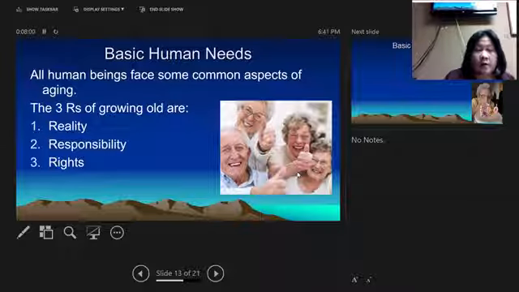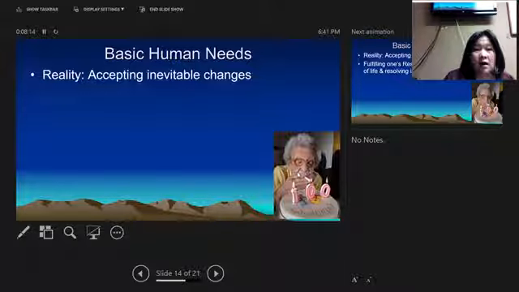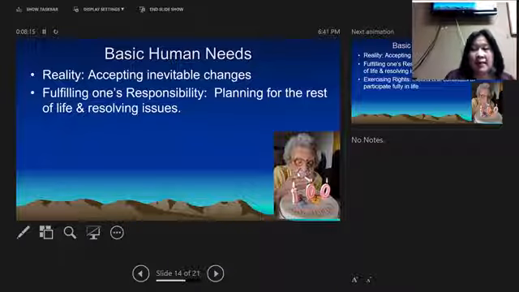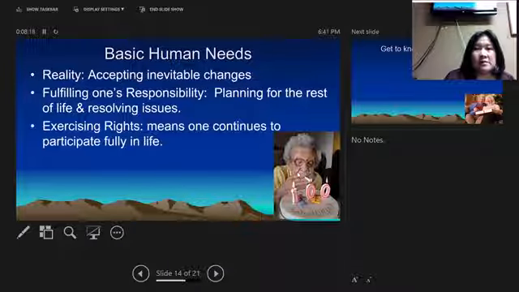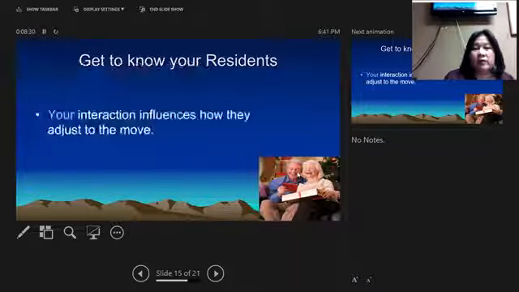If they are voting, you cannot fill in the ballot for them. They have to fill in their own ballots. They get absentee ballots that they bubble in themselves. So do not bubble in anybody's ballot, even if they ask you to. Reality, accepting the inevitable. Fulfilling your responsibility, planning for the rest of your life, resolving any issues, making sure everything is paid off, making sure you're not leaving any burdens on your children. Exercising your rights means you're continuing to participate fully in your life.